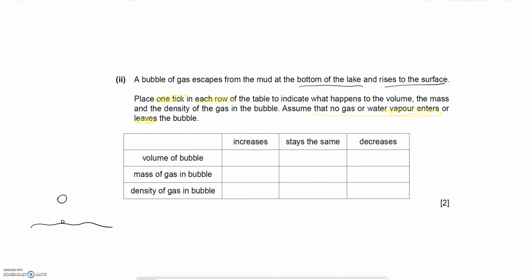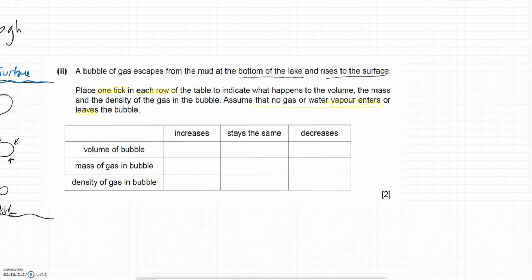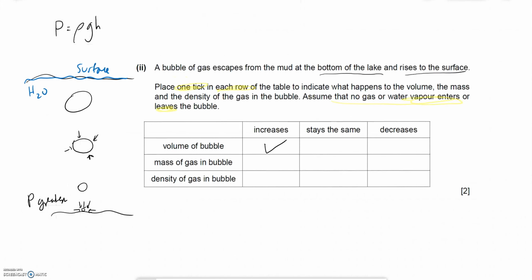Here's my mud. The balloon's released, and perhaps if you've been scuba diving or swimming underwater and released bubbles, you notice that as the bubble rises to the surface, up here, this is water here, the bubble gets bigger. Why is that? Well, you remember that the pressure in a liquid is equal to rho g h, so the pressure is greatest down here. When the pressure is greatest, that keeps the bubble the smallest. But as the pressure reduces, the volume is going to increase.